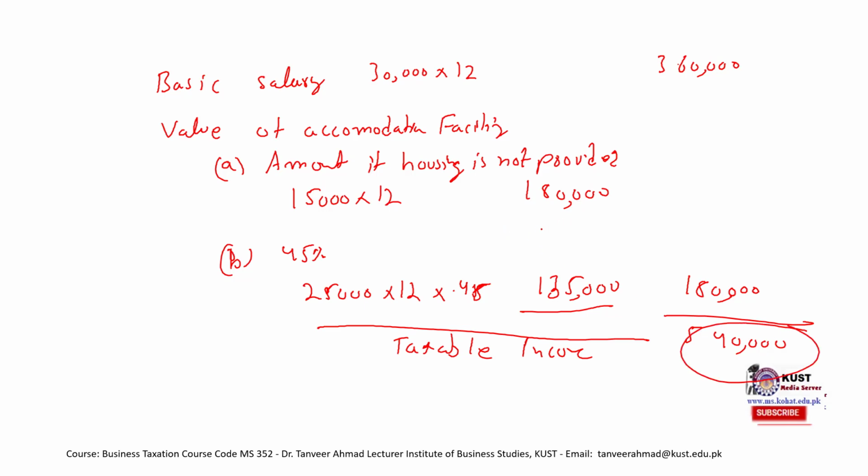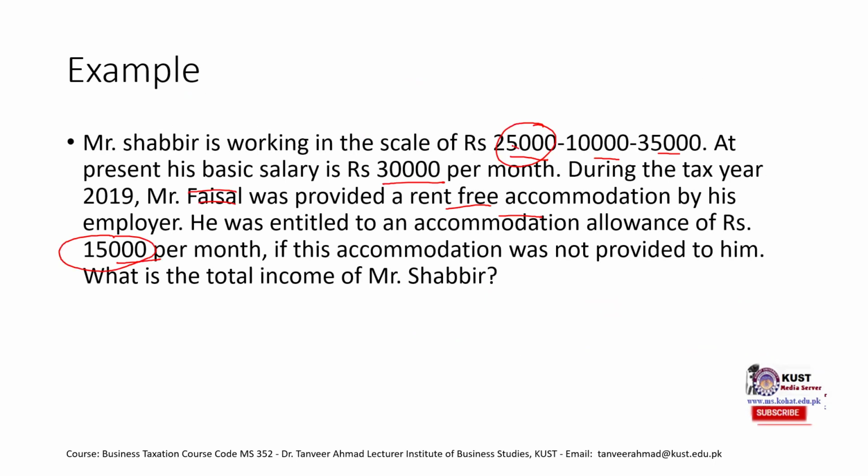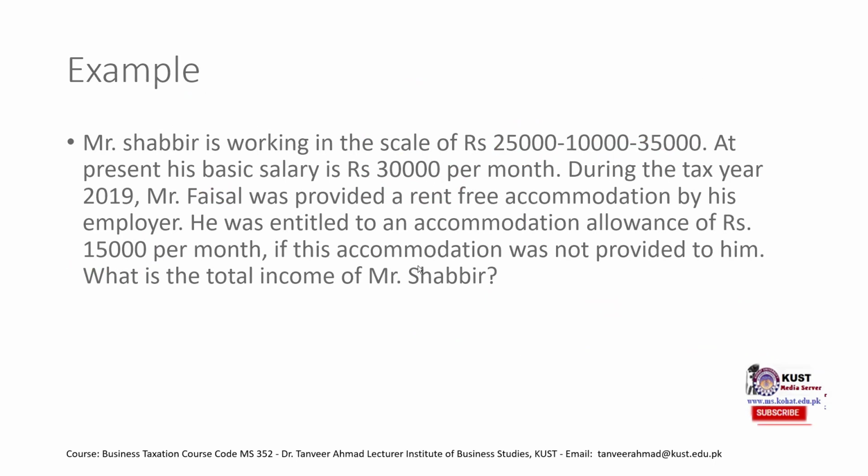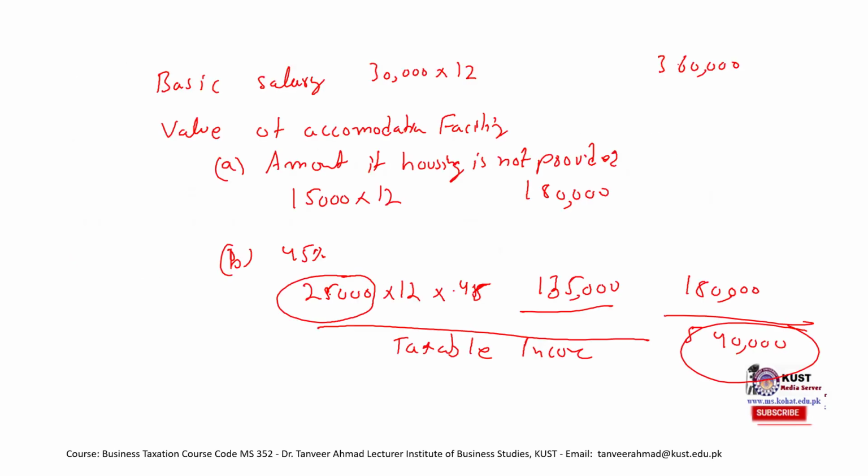But just in case the time scale of basic pay was not provided, so we didn't know this information, then we would use this amount to calculate this 45%. Rather than using 25,000, we would use 30,000 in this case, right?